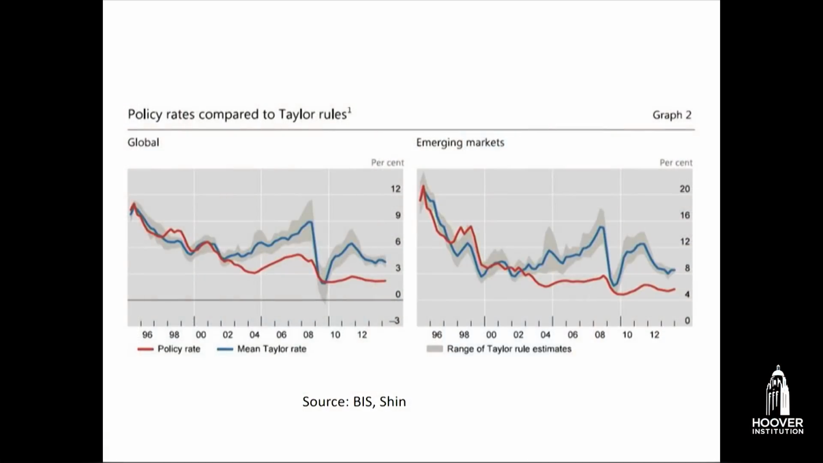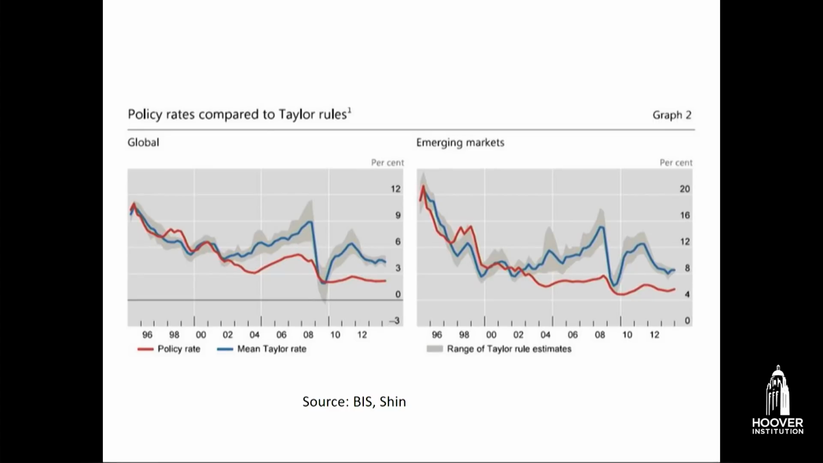Okay, so let me just finish off with a sense in which this whole issue is global. And I want to maybe just use this chart. The words are helpful, but the chart is more helpful. So this is a picture that the Bank for International Settlements has produced, which compares policy interest rates around the world to the Taylor rule. And it says mean Taylor rate. Doesn't mean mean. It means it's an average Taylor rate, okay?